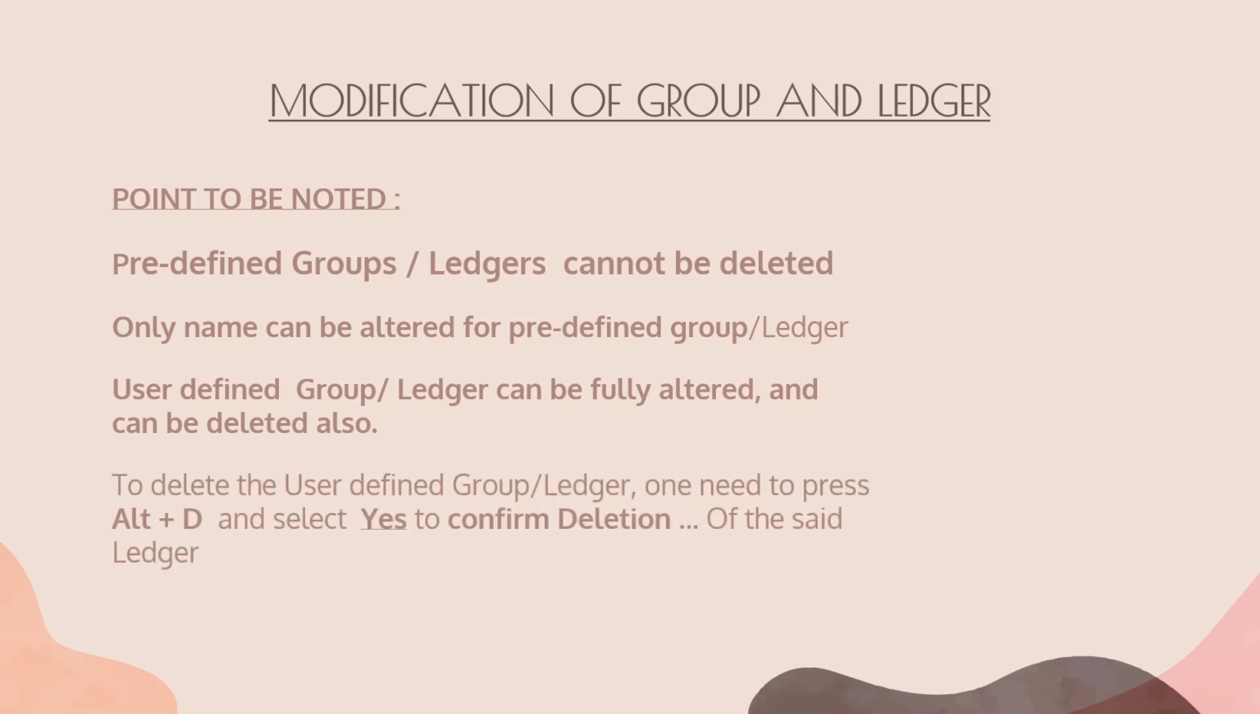So how can I delete that? I have to select that and press Alt plus D, and then the screen will show yes or no. Then I have to type yes so that it will be deleted.